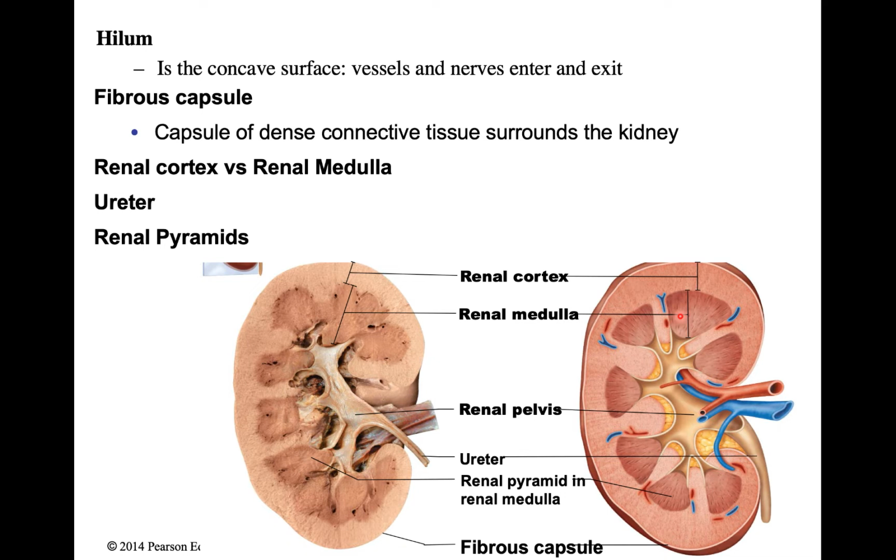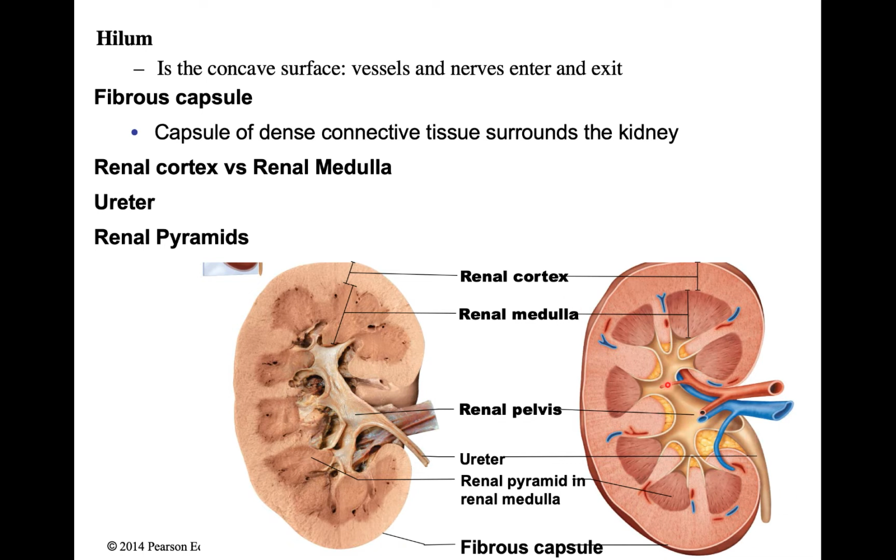The cortex is going to be the outside of the kidney, and the medulla is going to be the inside of the kidney. In the medulla, you see these triangular structures, and these triangular structures are called renal pyramids. You're going to be filtering out the blood within these pyramids here. And then inside the middle, you have the renal pelvis. This is where you're collecting all the urine and sending the urine out of the ureter.